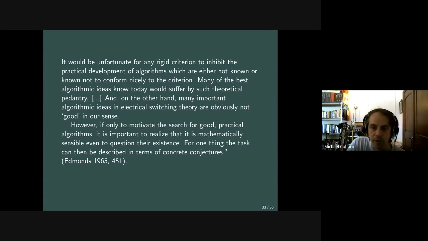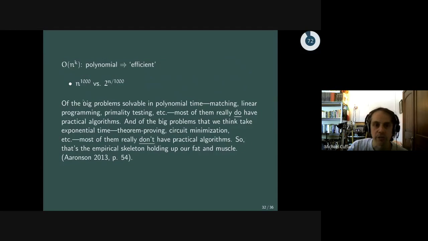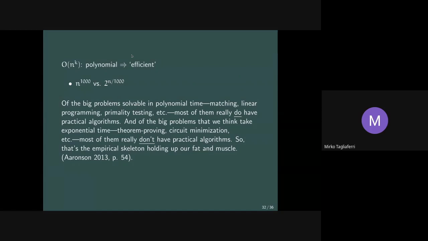"For one thing, the task can then be described in terms of concrete conjectures." So in addition to mapping empirically to what we pre-theoretically think of as good and as bad, it also, because Michael, yes. We have a question from Patricia. Yeah, sure.